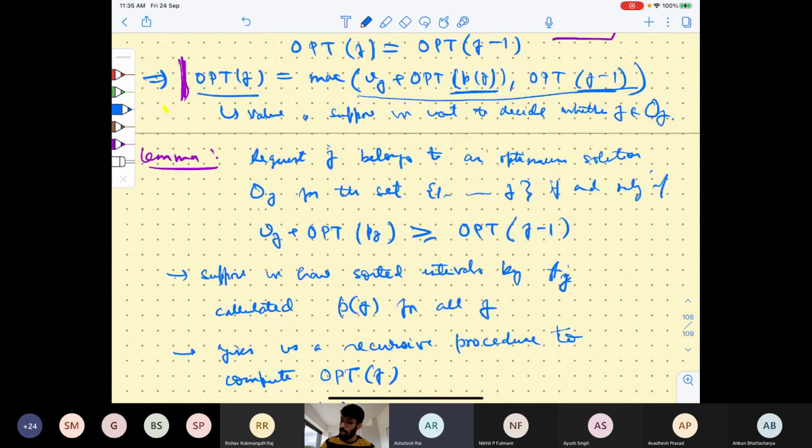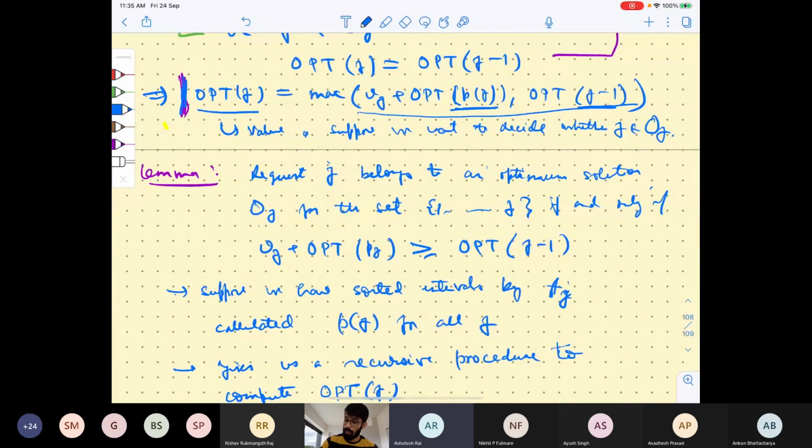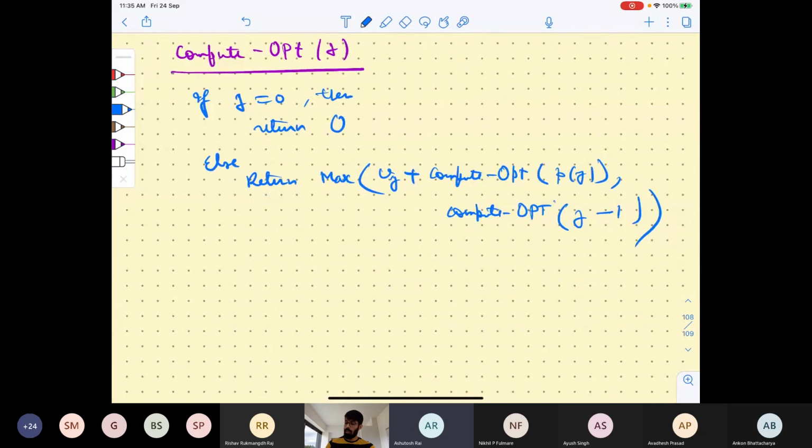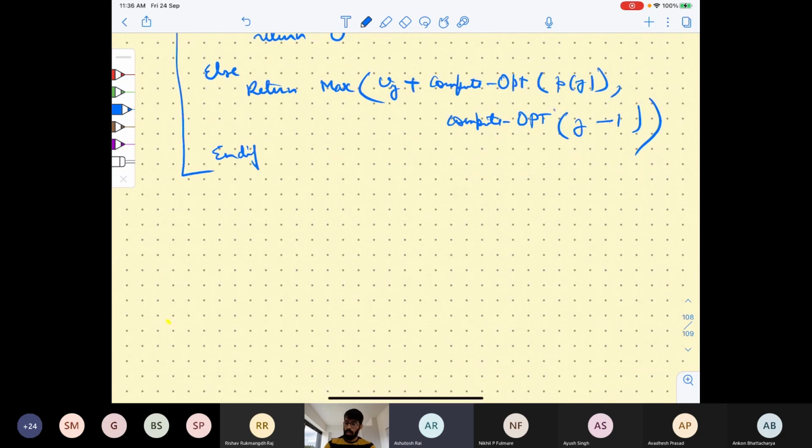So I have just written this formula below, this formula that we have, right? And that is what this algorithm does. So is the algorithm clear? It is just a recursive algorithm, a simple recursive algorithm. And how can we prove the correctness of this algorithm? How can we show the correctness?